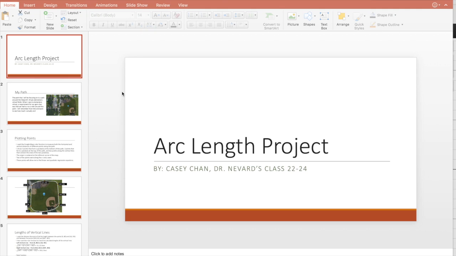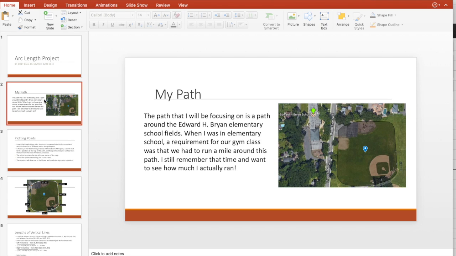Hello, this is Casey Chan, and this is my arc length project for Dr. Navard's class. The path that I will be focusing on is a running path around the Edward H. Bryan Elementary School field. The reason why this path is so important to me is because when I was in elementary school, as part of our gym class, we were required to run a mile around this field.